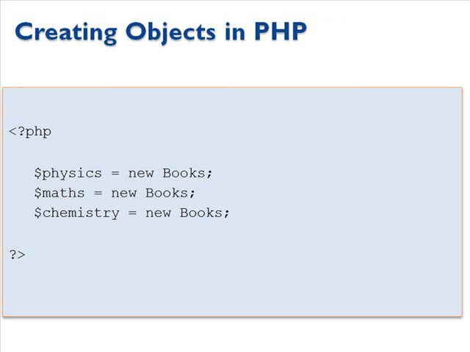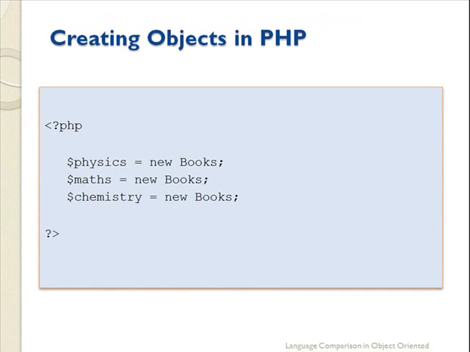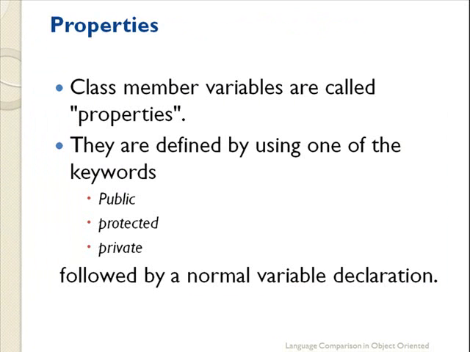Here we have created three objects, and the three objects are independent of each other and will have their existence separately. Next, we will see how to access member functions and member variables.